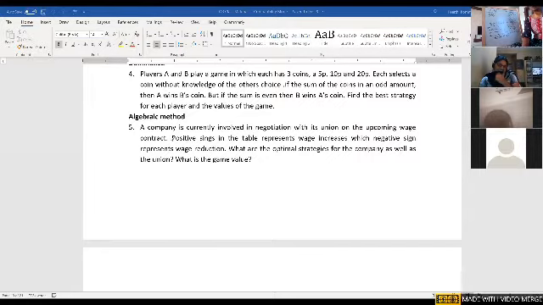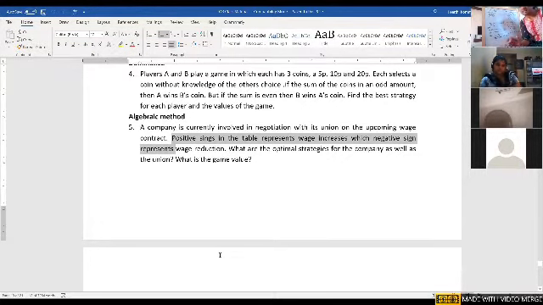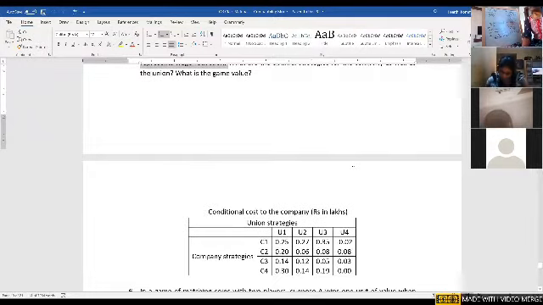So this is one important element in the matrix, girls, which completely changes the matrix. A positive sign in the table represents wage increases, while a negative sign represents wage reduction. So we just need to highlight that. And what are the optimal strategies for the company as well as the union? What is the value of the game?